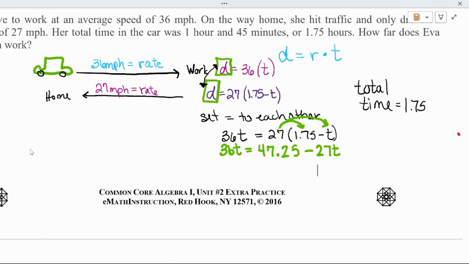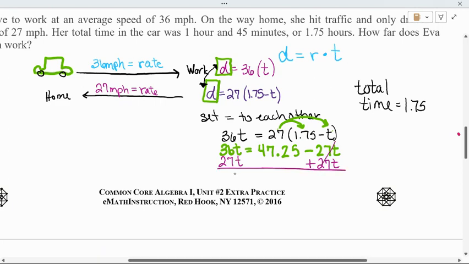Opposite, or did you say opposite as well? I said inverse. The opposite or the inverse, yes. So what is the opposite of minus 27t? Add it. So we're going to add 27t to both sides.